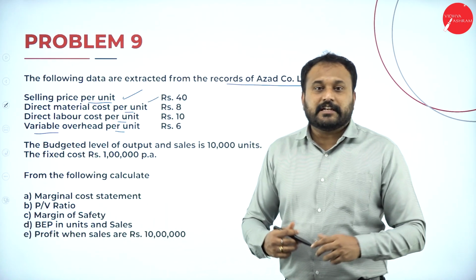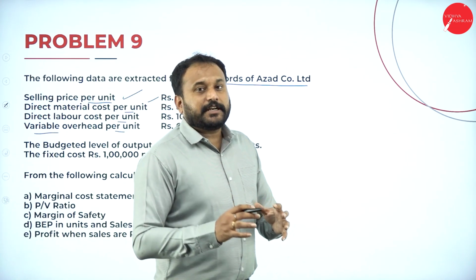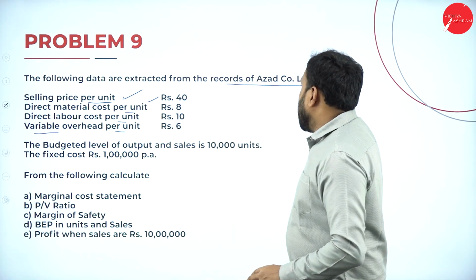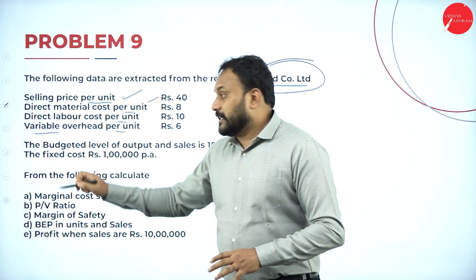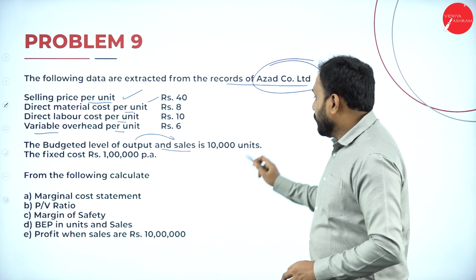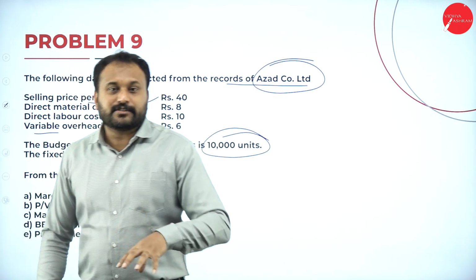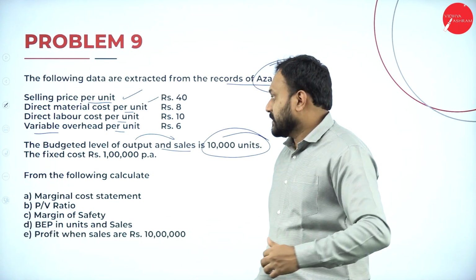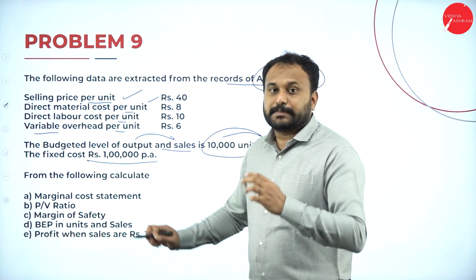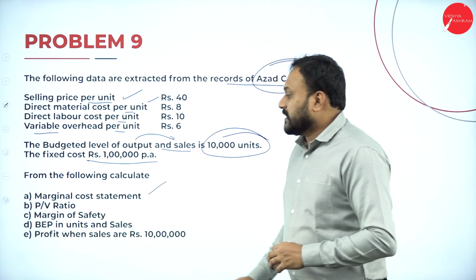The budgeted level. When I say budgeted level, what exactly does this mean? Budgeted means the standard which is set by the company itself. So Azad Company Limited has given the level, that is the output and sale. That means output is there, sales is there, for 10,000 units. So they are producing 10,000 units, they are selling 10,000 units. The fixed cost is 1 lakh per annum. They have not given per unit, it is per annum total. From the following, calculate. The first one is marginal cost statement.